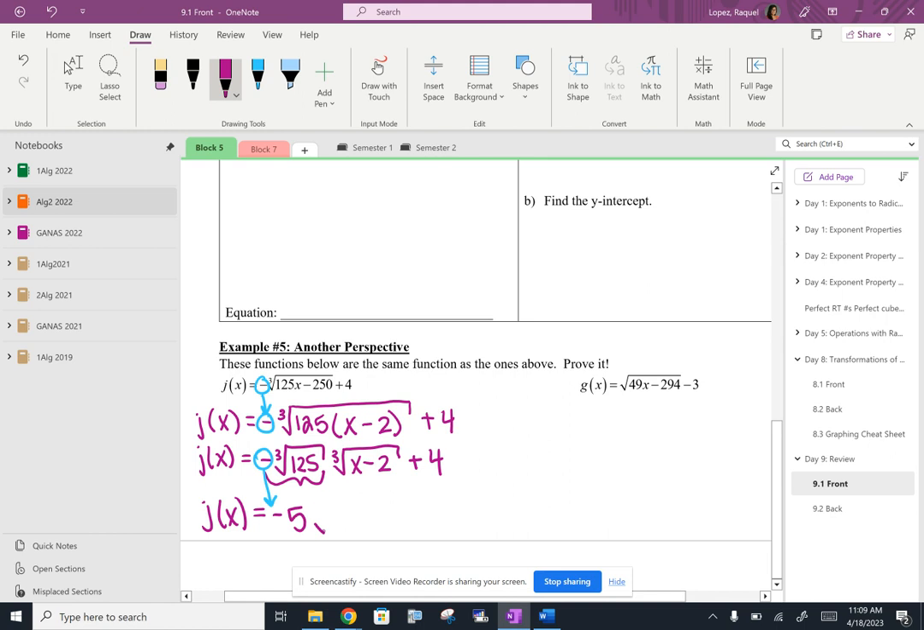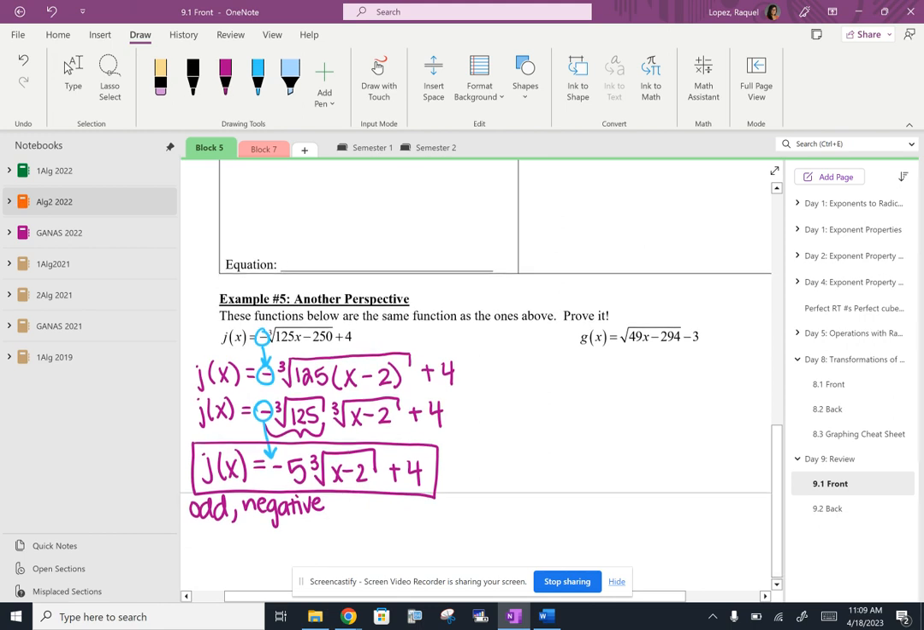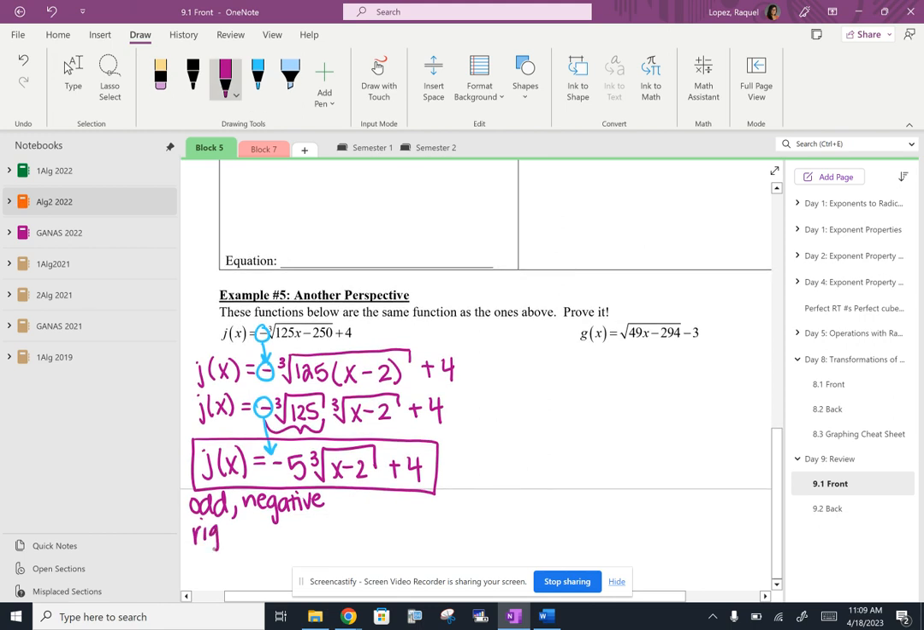Okay. So really what we're doing here is we're just changing the structure of the equation, but still having it mean the same thing. And so now when I look at something like this, I see that I've got an odd negative function that has been shifted right 2, up 4, and has been reflected over the x-axis.